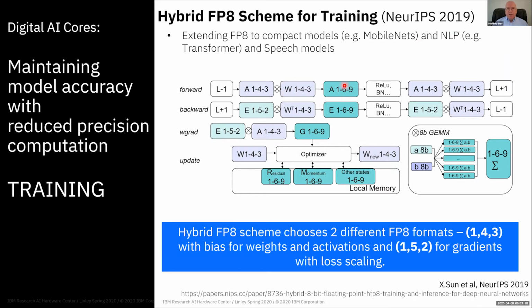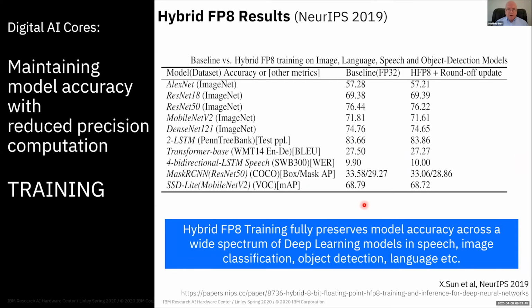You have 16-bit accumulations for errors and activations on forward and backward, but you're alternating between 2 different floating point 8 models. In the backward one, you want to accumulate the errors with 5 bits of exponent and only 2 bits of mantissa. And by doing this appropriately, what my colleagues show, on the next slide here, is that you can go from the baseline performance in terms of whatever units that is, and you can get exactly the same performance, if not even better, by essentially doing the floating point 8 training in the right way. So it completely preserves model accuracy across a wide spectrum of deep learning models.